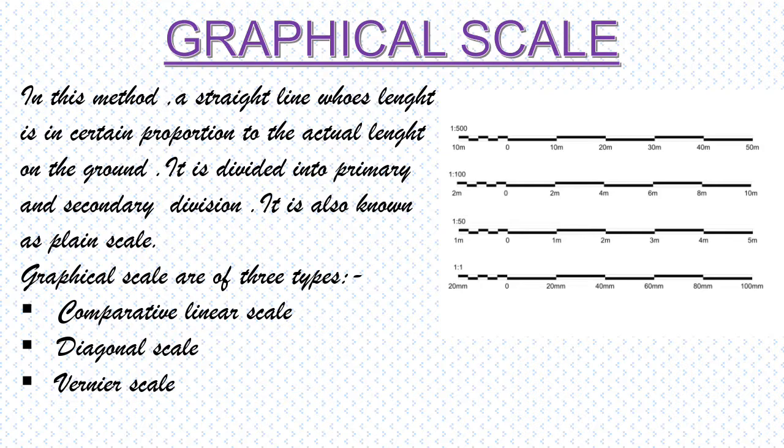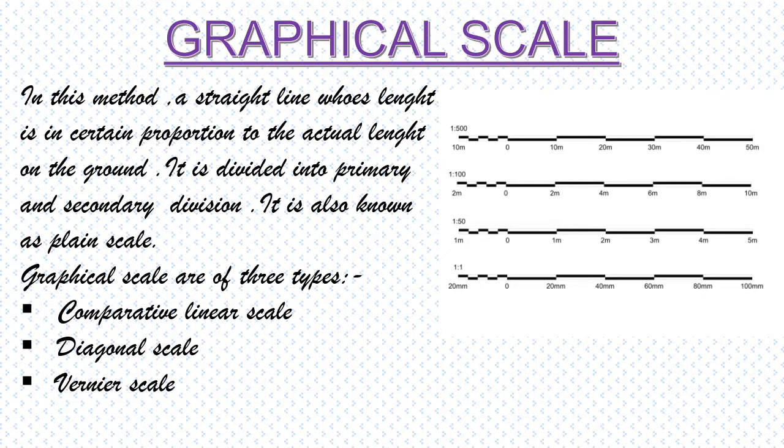Comparative linear scale. It is an ordinal or rank order scale that can also be referred to as a non-metric scale. Respondents evaluate two or more objects at one time and objects are directly compared with one another. Diagonal scale. Diagonal scales are used to measure or read up to 3 units. For example, centimeter, decimeter, millimeter, or miles, furlong, and so on.